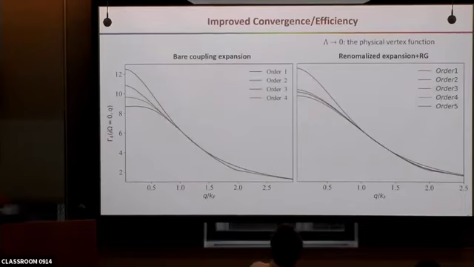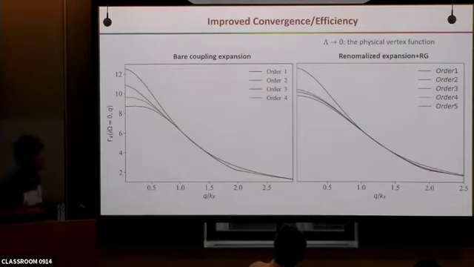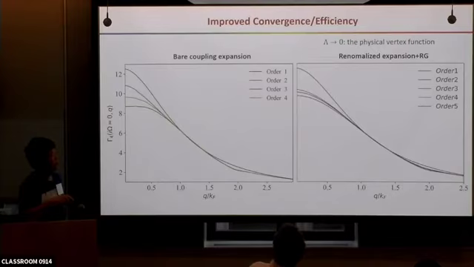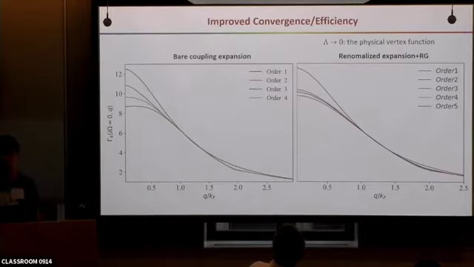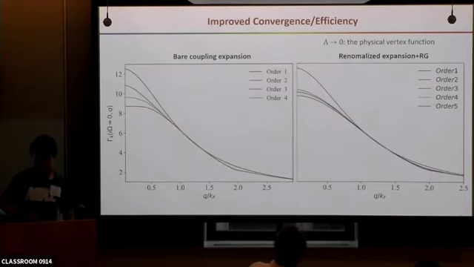Anyway, this is a bare expansion, and how the bare expansion converges: first order, order 2, order 3, order 4, they oscillate and it's still not converged yet. But with the renormalized expansion, you can see it converges pretty fast. Order 1, order 2, order 3, order 4, and order 5 is basically on top of order 4. So the convergence is greatly improved.